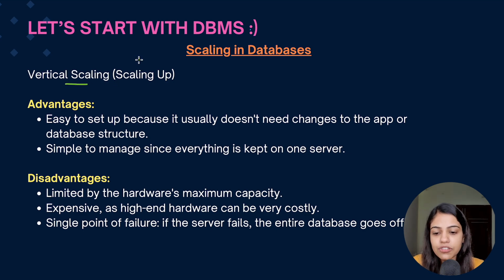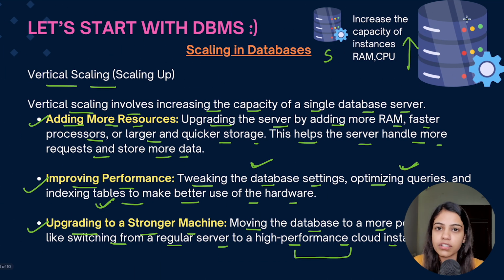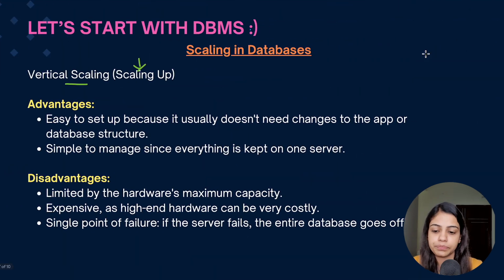Now, why is vertical scaling also called scaling up? Because here we increase the number of CPUs as well as RAM. So we scale up the same server in which we are increasing the number of CPUs as well as RAM.